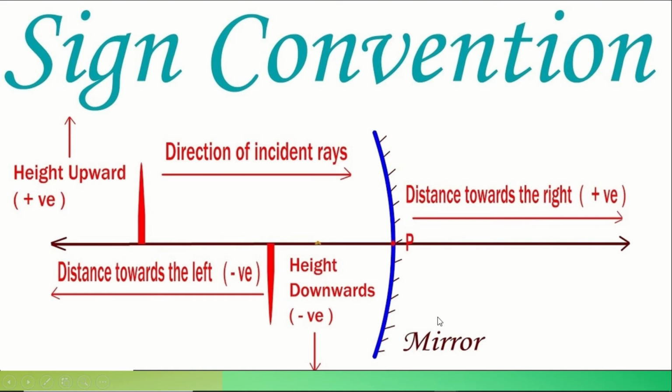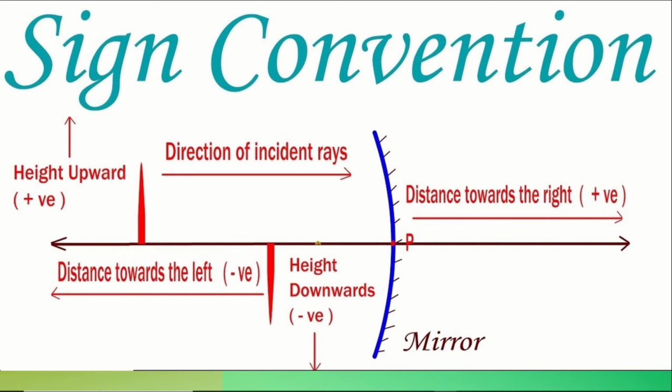And the last point states that distance measured perpendicular to and below the principal axis along the y-axis is taken as negative. This is the principal axis, and whatever distance is taken below the principal axis is taken as negative and above the principal axis is taken as positive. So these are the sign conventions.